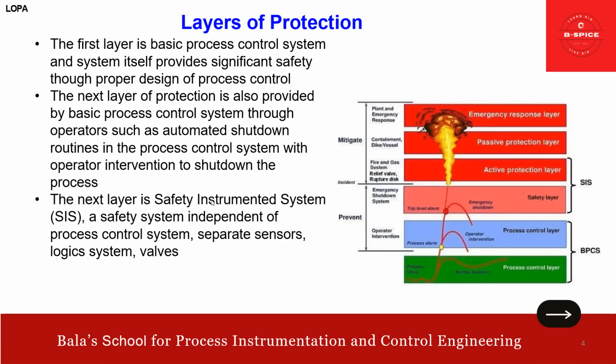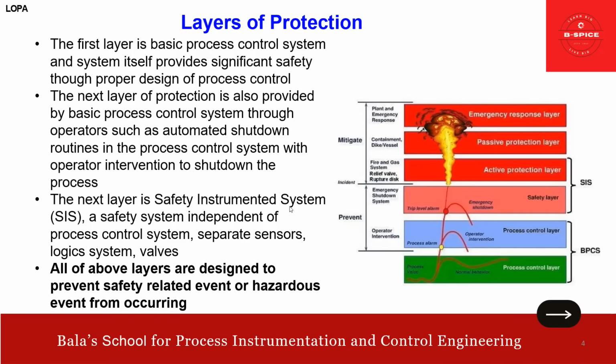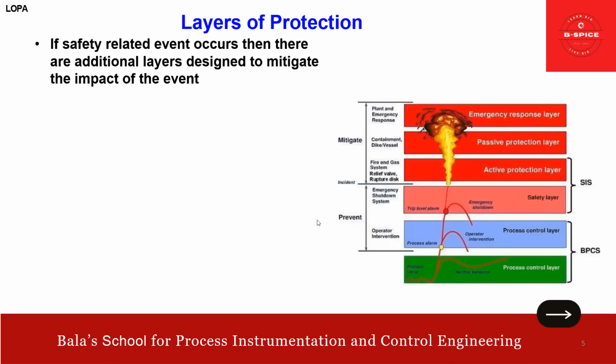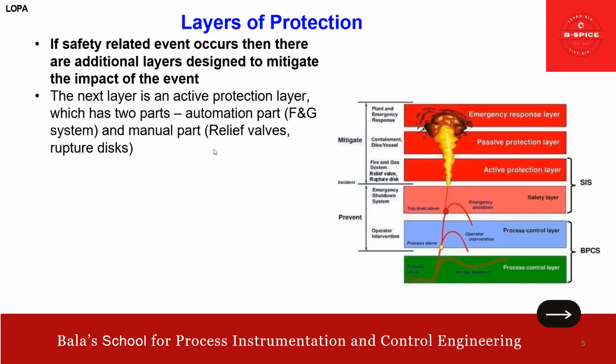The next layer is the safety instrumented system. This is a safety system independent of the process control system, with separate sensors, logic, valves, and so on. All of these are designed to prevent a safety related event or hazardous event from occurring. Now, if the safety related event occurs, then there are additional layers designed to mitigate the impact. So that we are going to see here.